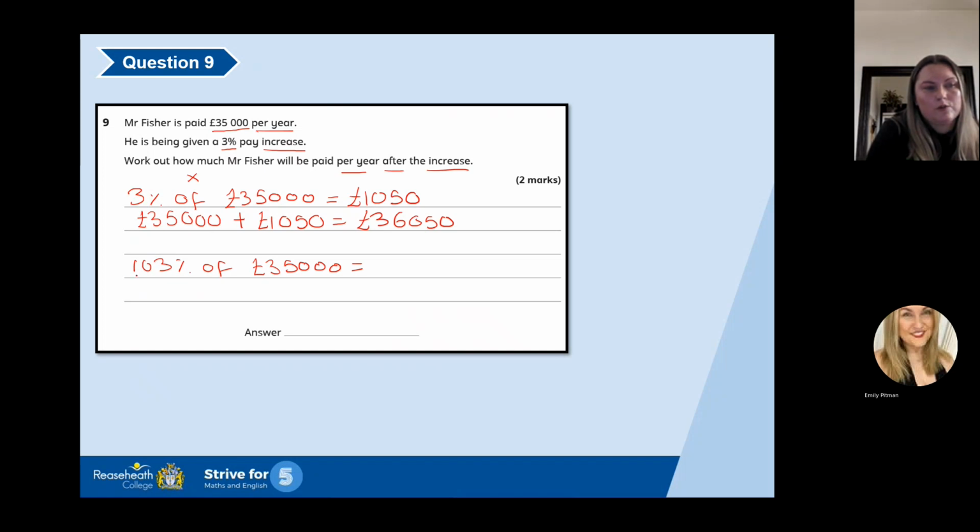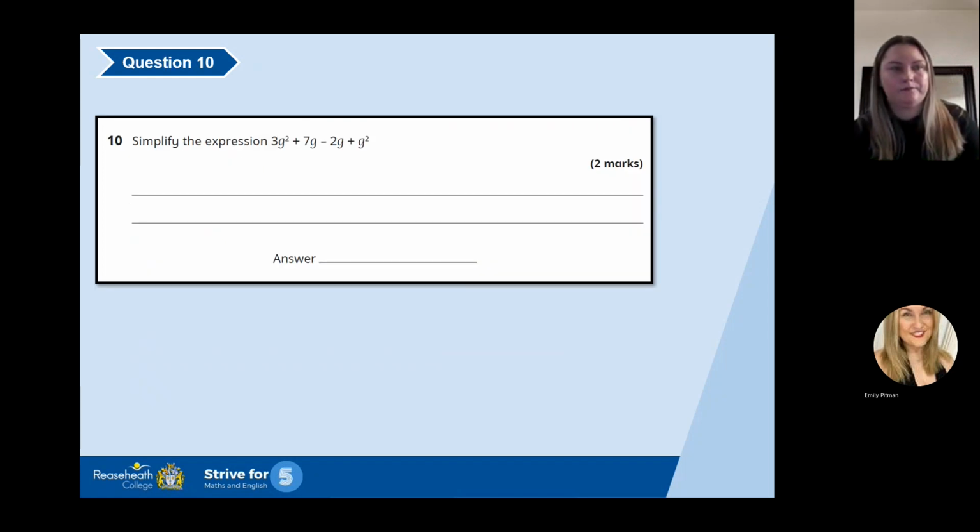Okay, so the 35,000 is 100% of what he already gets, and the 3% is his extra, which is why we could just work out 103% of or times 35,000, which will give us exactly the same amount. So you could either work it out both ways and check your answers, or you can just do the one that works for you. And don't forget to include your units too. Perfect. And we've got another 2 marks.